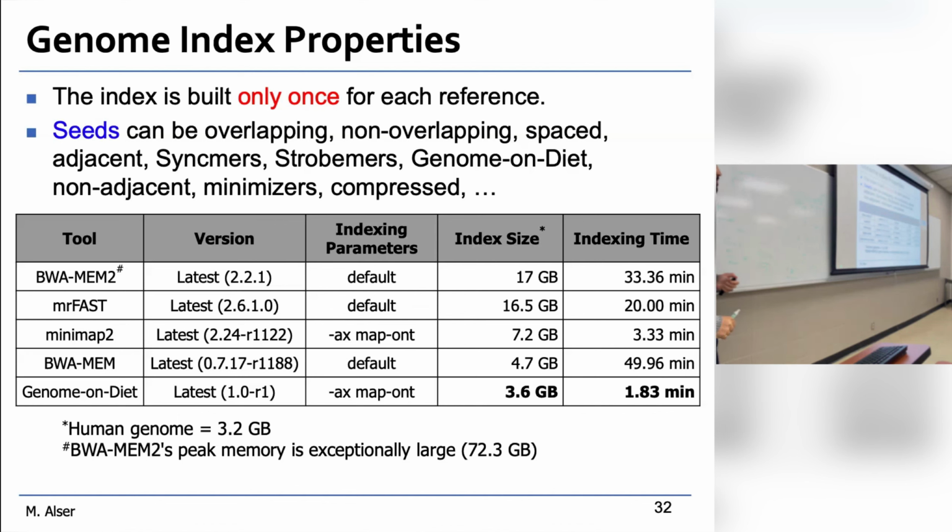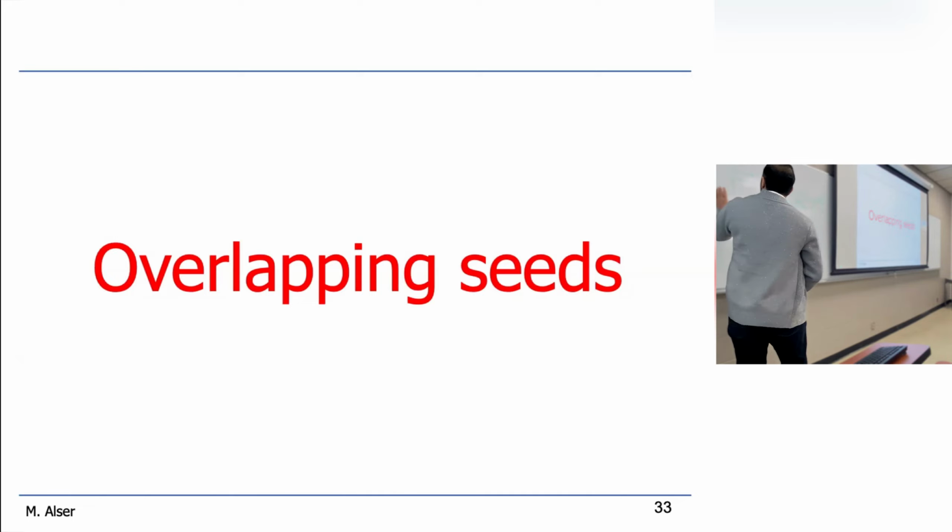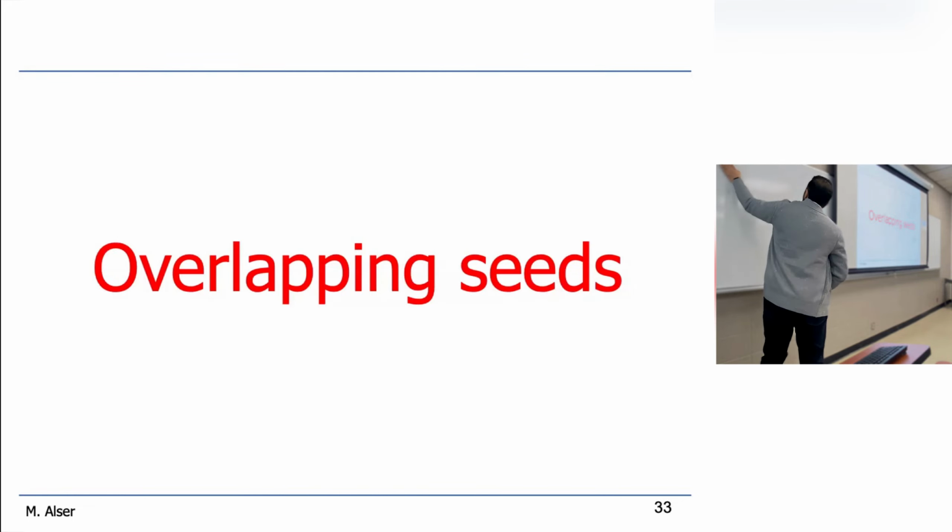All right, now let's go into details on the first method, called overlapping seed. We already saw something about overlapping. We discussed it, but now let's see some advantages and disadvantages of this method.